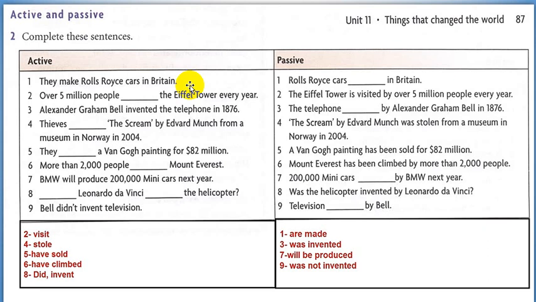To change it to passive, I take the object, which is Rolls-Royce cars. It is plural and present, so I put are. After that I put the past participle of the verb make, which is made. So: are made. Rolls-Royce cars are made in Britain. Okay. Number 2: over 5 million people visit the Eiffel Tower every year. So the Eiffel Tower is visited by over 5 million people every year. So is visited means the sentence is in the present and the verb is visit, because of over 5 million people. Notice the verb visit. And so on for the rest of the sentences.